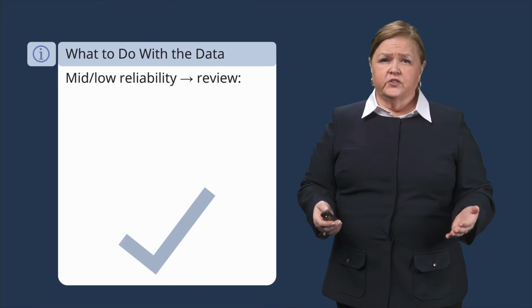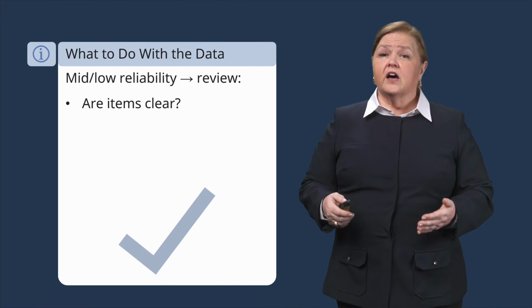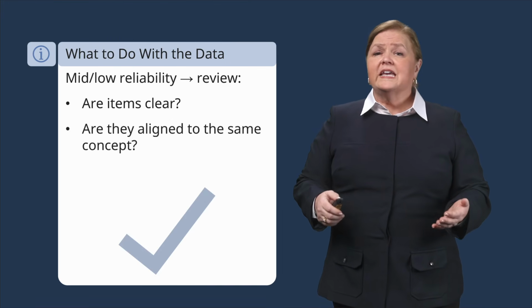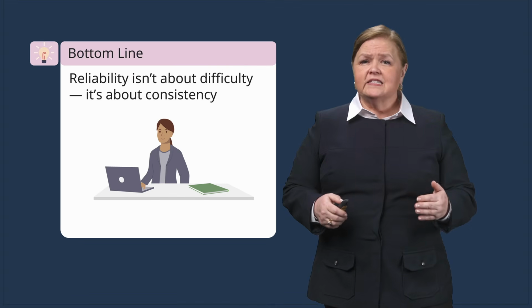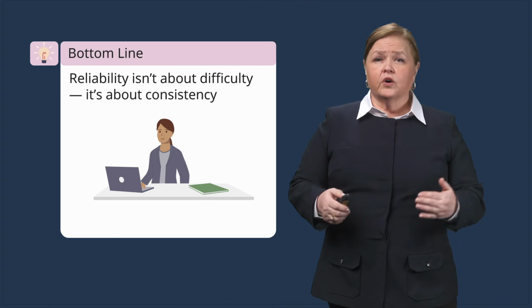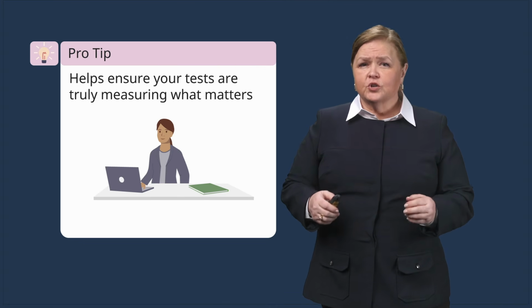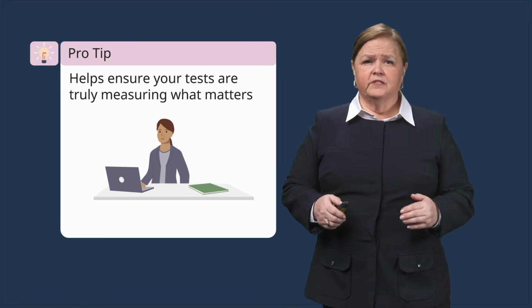For the sections with lower reliability, around 0.70, look for ways that you can improve. Ask yourself these questions. Are the questions clear and unambiguous? Do they all relate to the same core concept? Are there enough questions in this section? Remember, reliability isn't about making questions easier or harder. It's about making sure they consistently measure what you want them to measure.